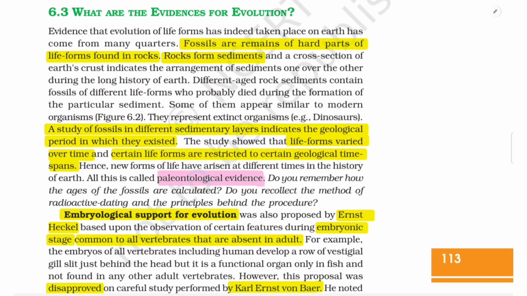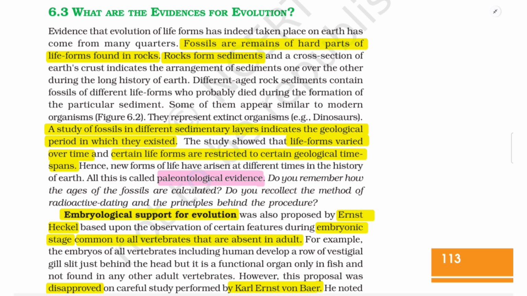6.3 What are the evidences for evolution? Evidence that evolution of life forms has indeed taken place on Earth has come from many quarters. Fossils are remains of hard parts of life forms found in rocks. Rocks form sediments, and a cross section of Earth's crust indicates the arrangement of sediments one over the other during the long history of Earth. Different aged rock sediments contain fossils of different life forms who probably died during the formation of the particular sediment. Some of them appear similar to modern organisms, figure 6.2.